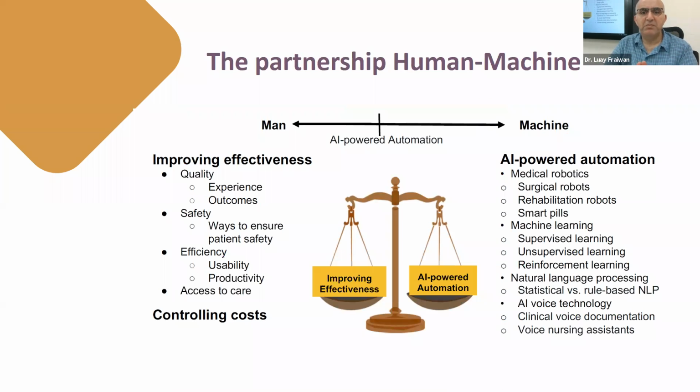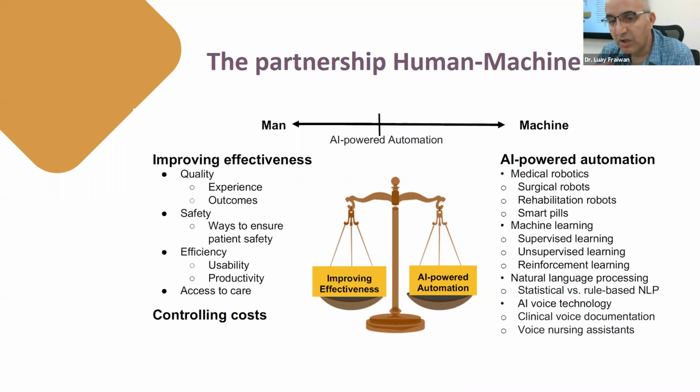Now, the partnership between human and machine, again, I said it's a partnership. It's not what we call a competition. Okay, it's a partnership. It's not a competition, definitely. Now we are talking about a man and a machine. We have something called AI-powered automation. Okay, we have an automated system powered by an artificial intelligence system.